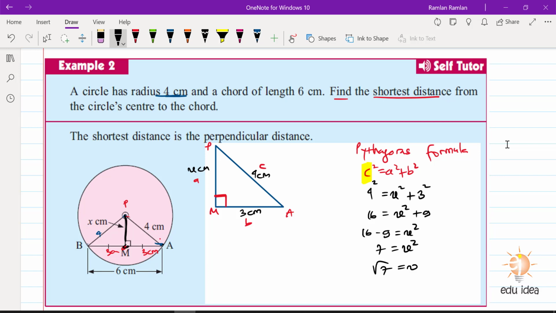7 equals x. So basically this is actually plus or minus, guys, but remember that this is length, so length is always going to be positive, so it's just equal to this. Which means that the shortest distance, so if I want to write down the conclusion, the shortest distance is square root of 7 centimeter.